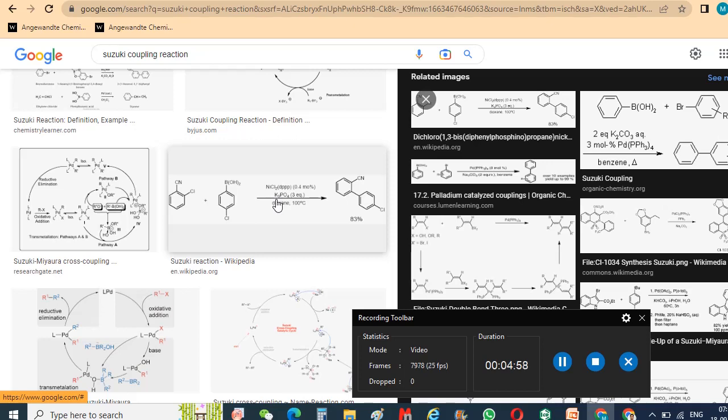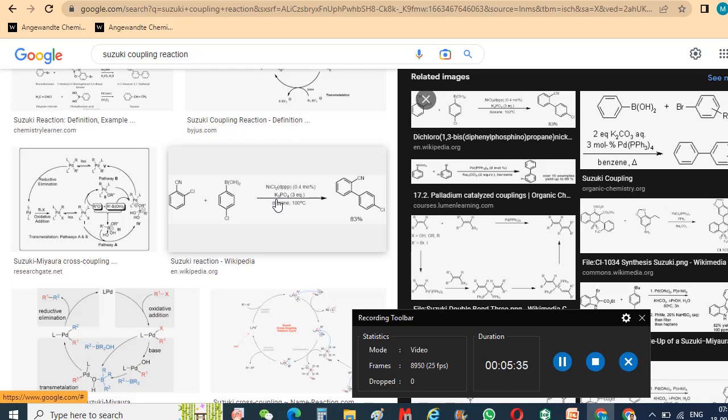Next, finally you add the palladium catalyst. What type of catalyst will you use? Generally the advanced catalysts are XPhos Pd G2, XPhos Pd G3, and Pd(dppf)Cl2. These types will go easily. Suzuki coupling reaction generally completes in 3 to 4 hours.